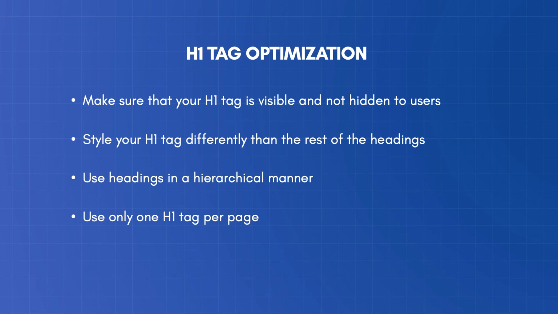The second rule is to style your H1 tag differently than the rest of the content. Make your H1 stand out using bigger letters than the rest of the text and headings. The third rule is to use headings in a hierarchical manner. I mentioned before that you should approach headings the same way as writing an outline for a book or long-form document. What is important for SEO is to have your tags in the correct order to make the job of crawlers easier.